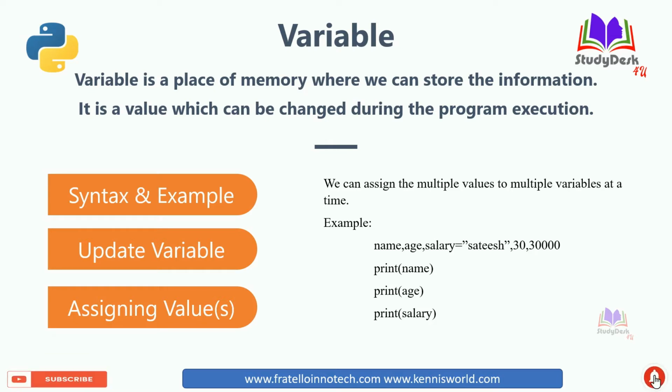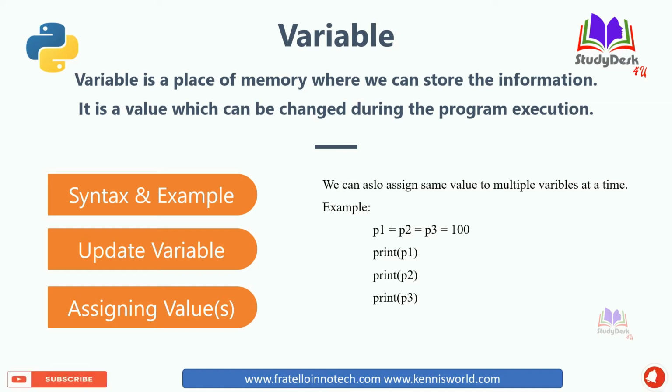So we can assign multiple values to multiple variables, and also we can assign the same value to multiple variables. Consider the example p1 equal to p2 equal to p3 equal to 100. That means p1 value will be 100, p2 value will be 100, and p3 value will also be 100. So the same value can be assigned to different variables. This is called multiple assignment. So this is all about variables.